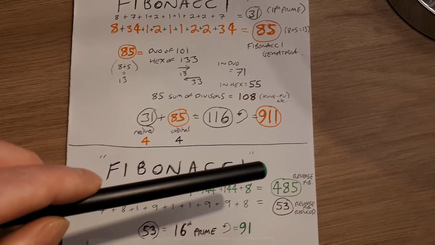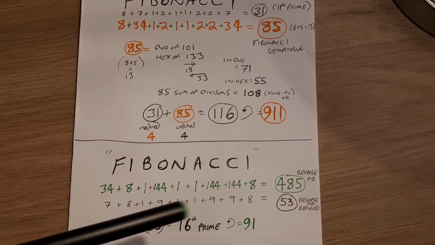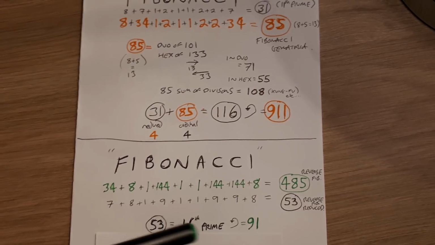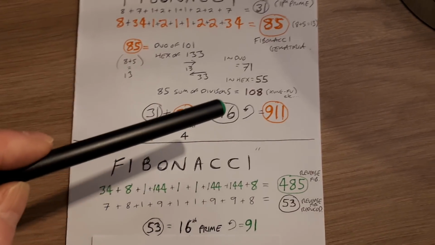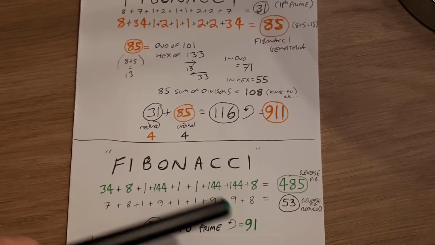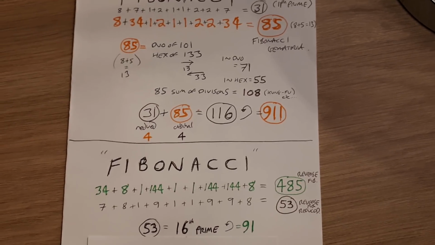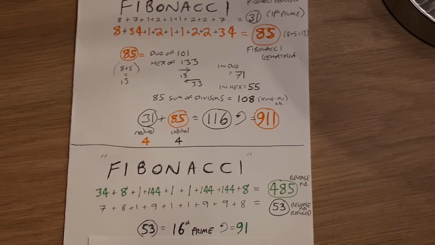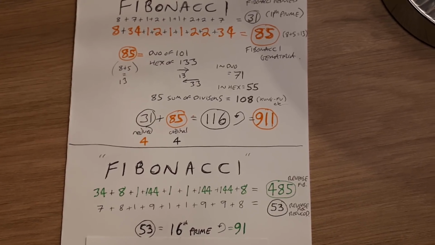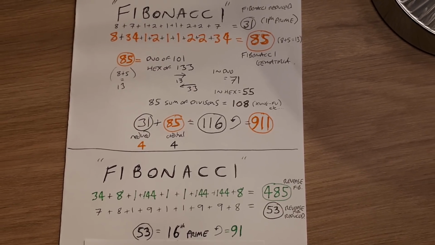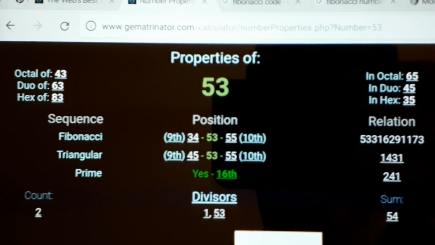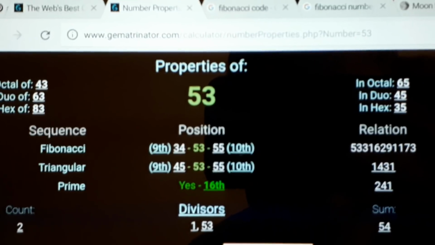485 isn't very interesting on its own. 53, however, is. It's the 16th prime. That's another flip, like the 911 there, becomes 91. Again, linking in with the Queen that I did, which will be on another video. So 53, interesting for 16th prime. 91 flip. It's just showing 53 there, 16th prime.